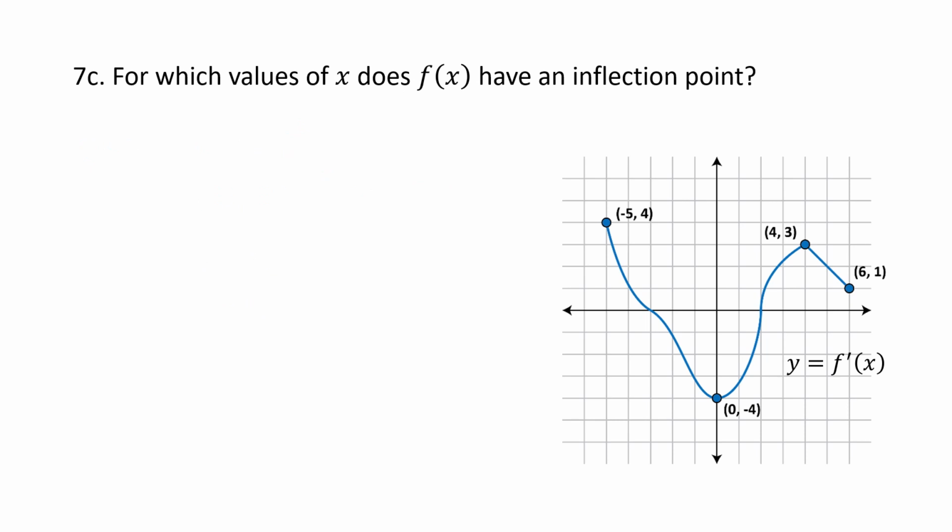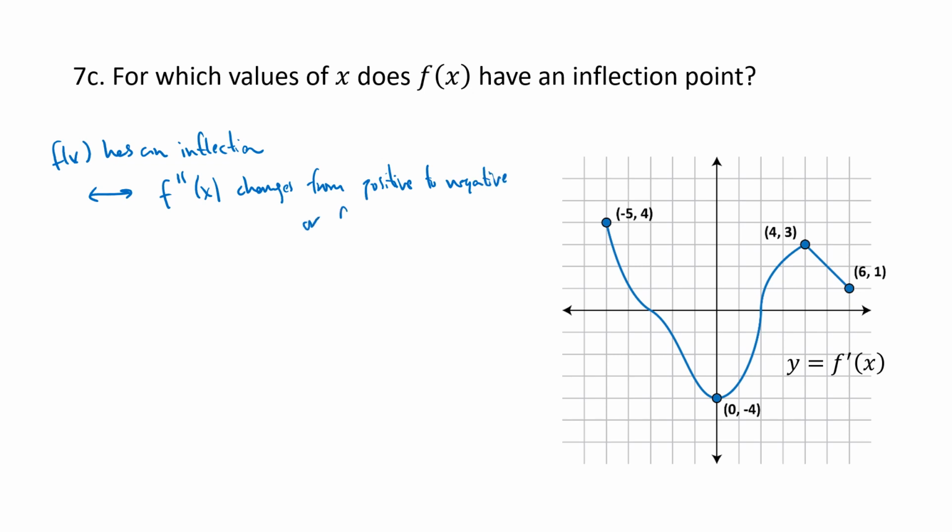Next up, where does f of x have an inflection point? Well, what does inflection point mean? f of x has an inflection point. Well, it's easiest to translate that into the language of f double prime. So we'll do that first. This means that f double prime of x changes from positive to negative, or from negative to positive. In other words, my function f is changing concavity, changing from concave up to concave down, or vice versa. So how do I translate that into the language of f prime?